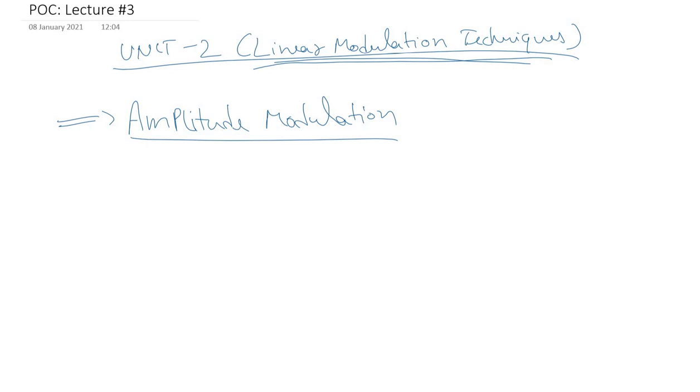Amplitude modulation is called a linear modulation technique because in amplitude modulation, the amplitude of the carrier signal varies. That variation in amplitude takes place linearly with respect to the message signal. This is the reason we call it a linear modulation technique.